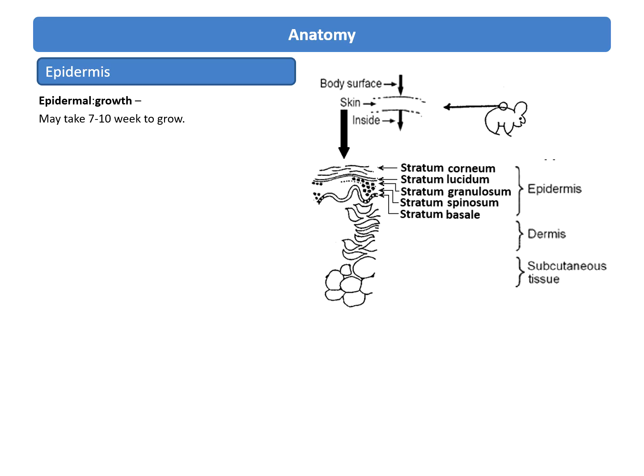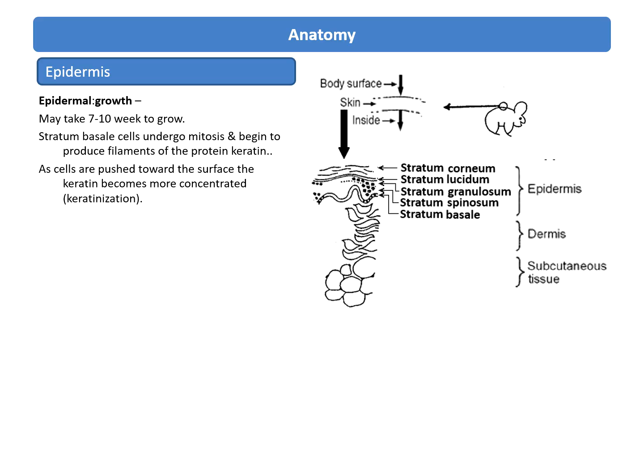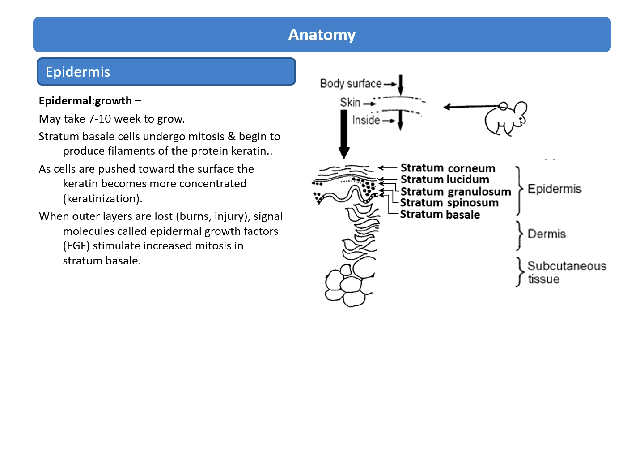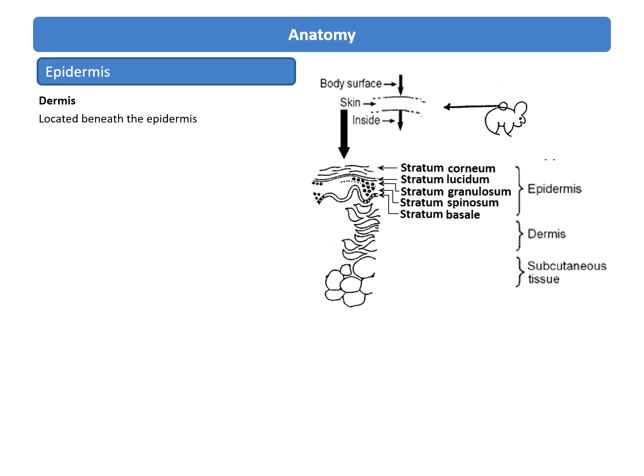What about epidermal growth? It may take 7 to 10 weeks to grow. The stratum basale cells undergo mitosis and begin to produce filaments of the protein keratin. As cells are pushed toward the surface, the keratin becomes more concentrated, called keratinization. When outer layers are lost by burns or injury, signal molecules called epidermal growth factors stimulate increased mitosis in the stratum basale.